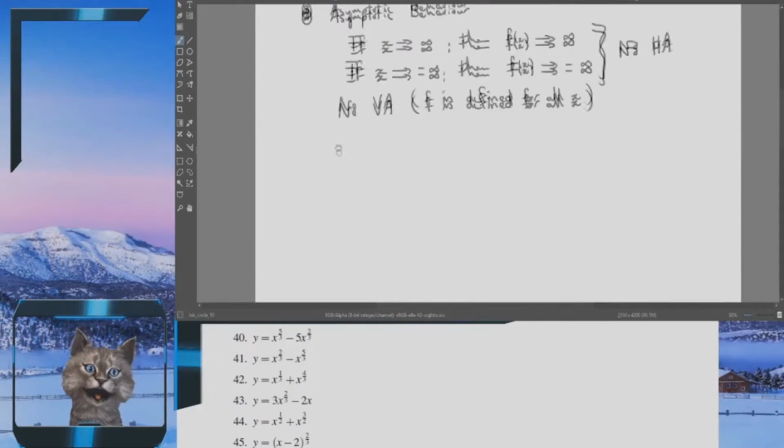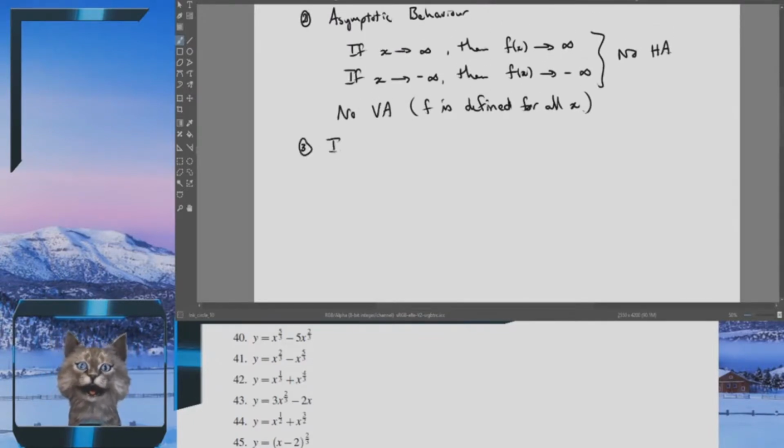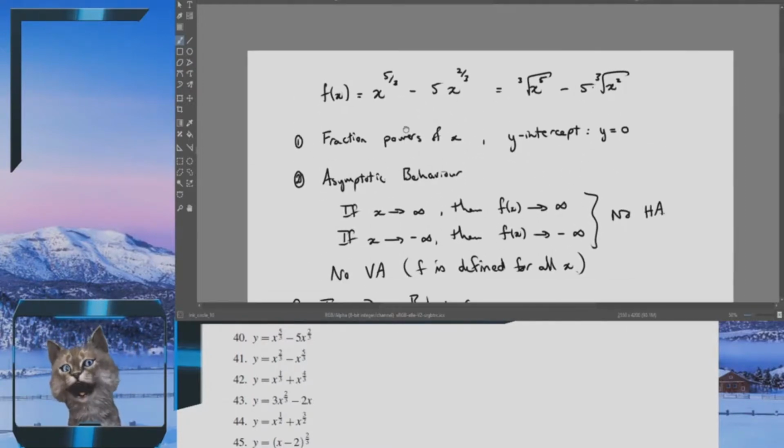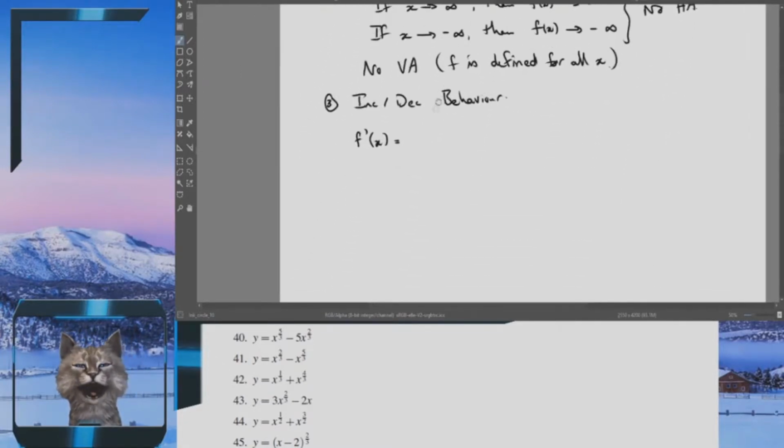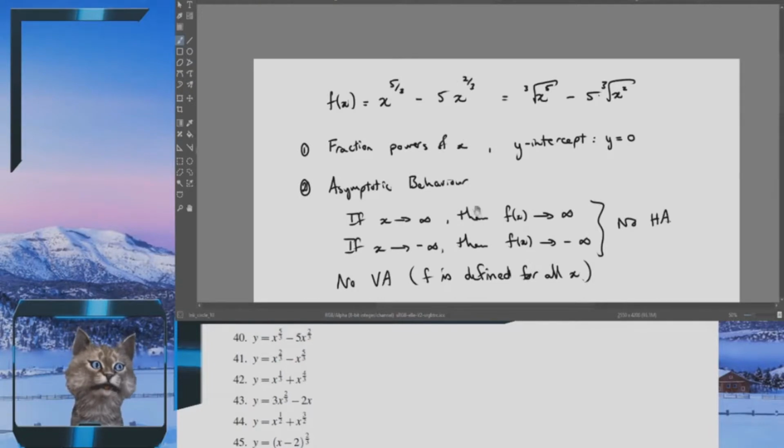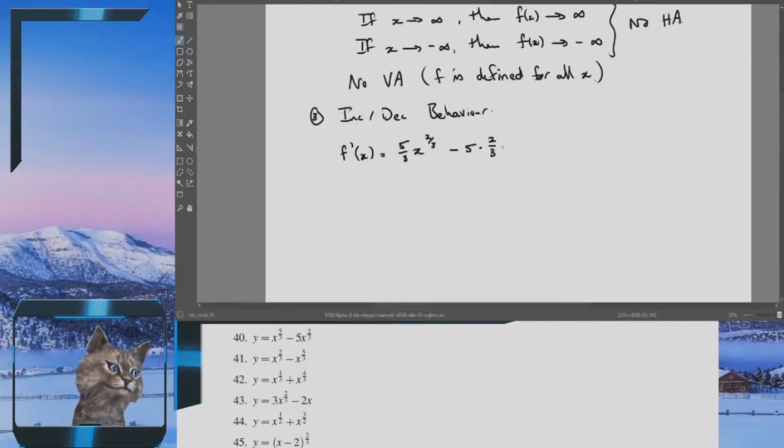Next, we want to see where the function is increasing and where it is decreasing, and how it behaves. For that, we need to find the derivative. Now, that's not a very complicated derivative to find, just the power rule based properties. So it's 5/3 x to the 2/3 minus, let's leave the 5 out, 2/3 goes in front, x to the negative 1/3.